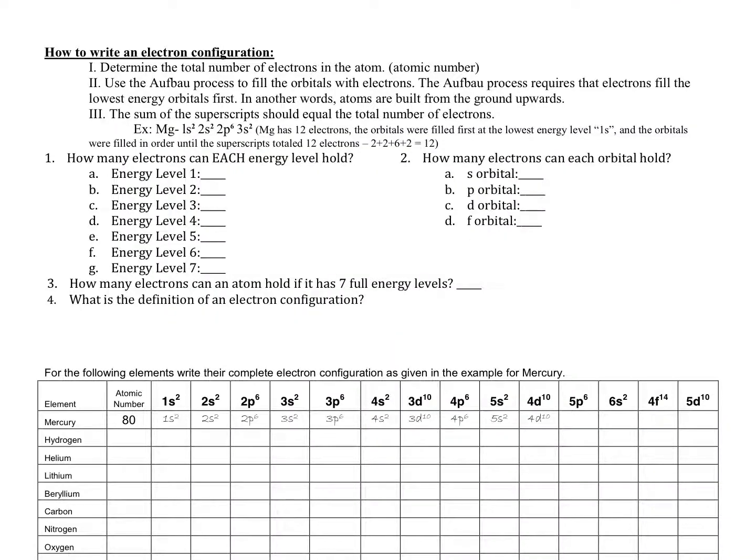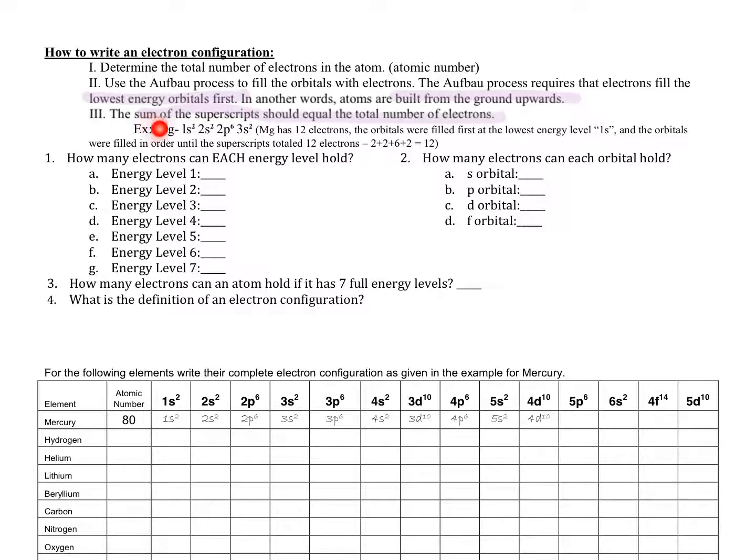Now for writing out the entire electron configuration. The first step is to determine our total number of electrons, which is of course our atomic number. If we use the Aufbau process, then we're filling the orbitals with the electrons, and we'll start with the lowest energy level, which is of course hydrogen. So we start with our lowest energy orbital, and we move up. We build from the ground upwards. The sum of the superscripts should be equal to the total number of electrons.